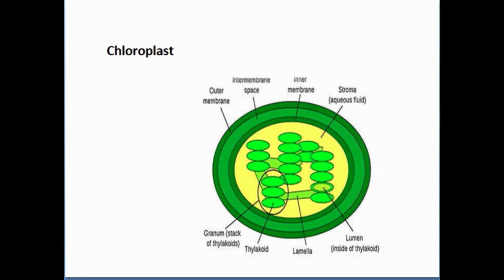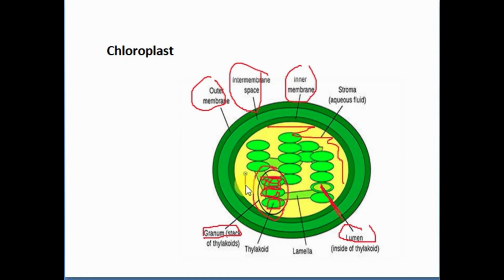These small structures are called thylakoids, and the space present inside the thylakoid is called lumen. These thylakoids together form a sac-like structure called granum. So granum is what? A sac of thylakoids is called granum. We have the outer membrane, inner membrane, and intermembrane space. And this free space is called stroma. So this was about chloroplast.